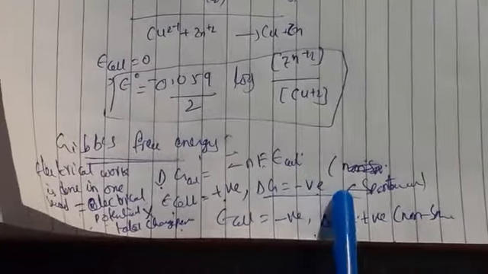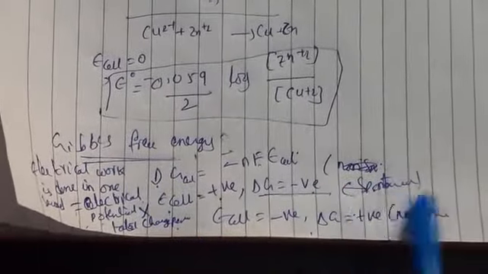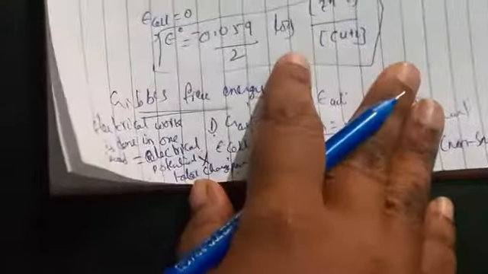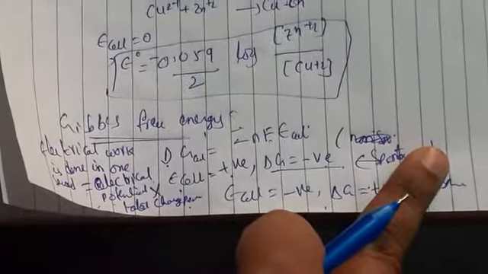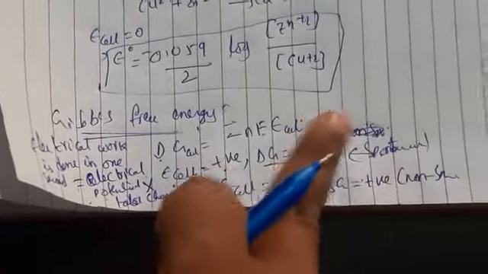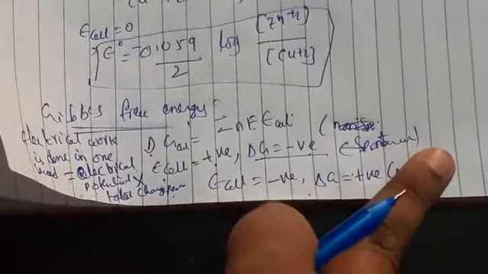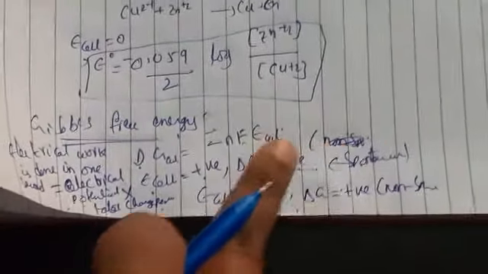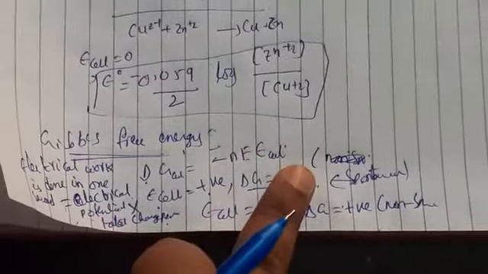That's why we have written delta G is equal to minus nFE. If E is positive, delta G is negative and a spontaneous reaction takes place. If E is negative, delta G is positive and it will be a non-spontaneous reaction. When no current is drawn from this cell, the EMF of the cell is E, and the amount of charge passed is nF, where n is the number of electrons and F is the Faraday. So delta G is equal to minus nFE.